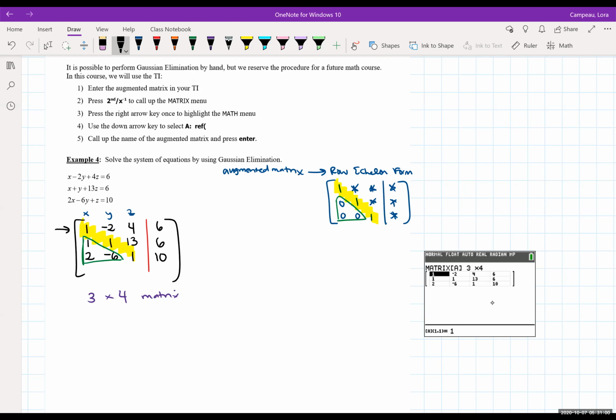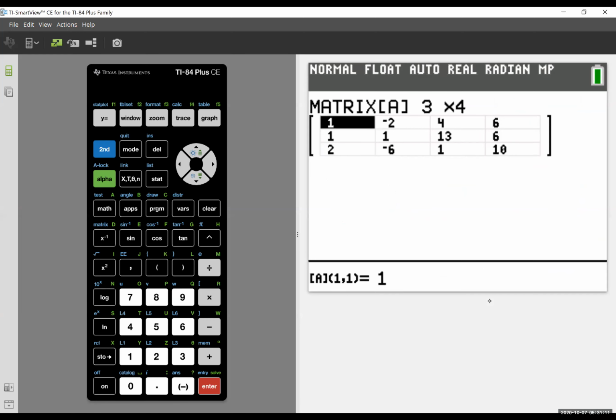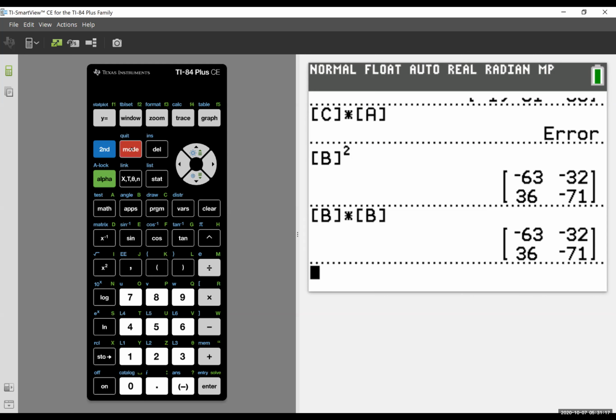Okay, so now that that is properly entered, we're going to go back to our TI. And I'd like to get out of the matrix edit menu. So I'm going to say second mode to quit. That's going to take me to the home screen. I think we have some previous matrix multiplication there. I'm going to clear it out.